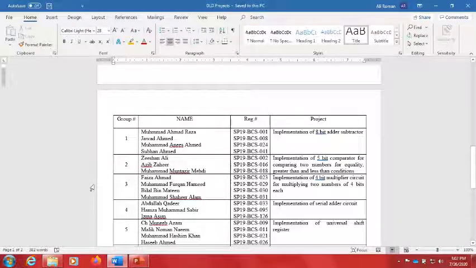Now coming to the third project, that the group members are Faiza, Furqan, and Bilal, and Shahid. So what you have to do is you have to implement a 4-bit multiplier circuit for multiplying two numbers of 4 bits each. So in our example, we have discussed multiplier circuits for multiplying two numbers of 4 bits and 3 bits size. But here we are making the size of two numbers uniform, and you have to implement that.